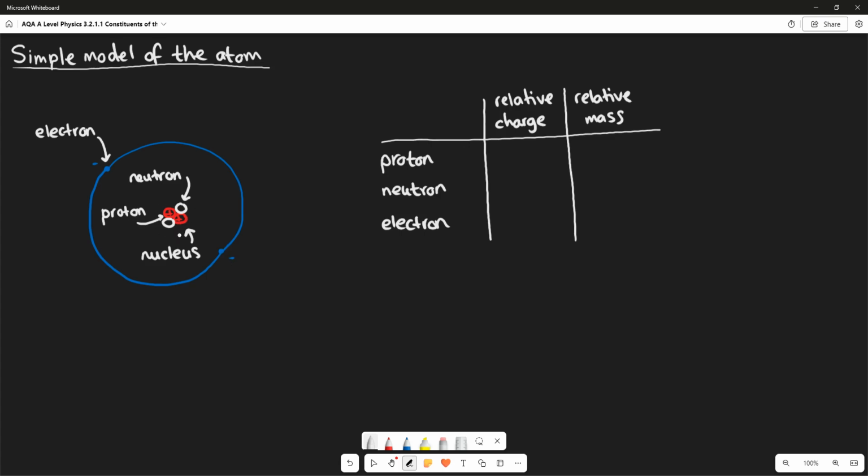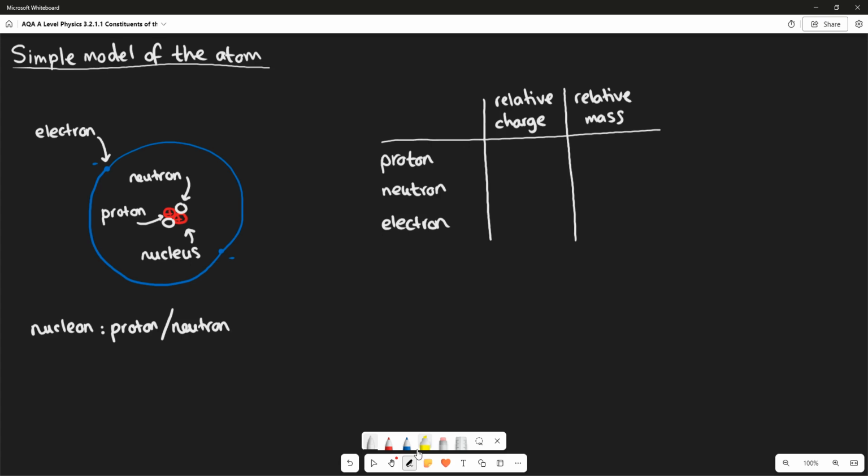And sometimes you'll hear protons and neutrons referred to as nucleons. So a nucleon is either a proton or a neutron. Okay, so we say that the nucleus is filled with nucleons, for example.